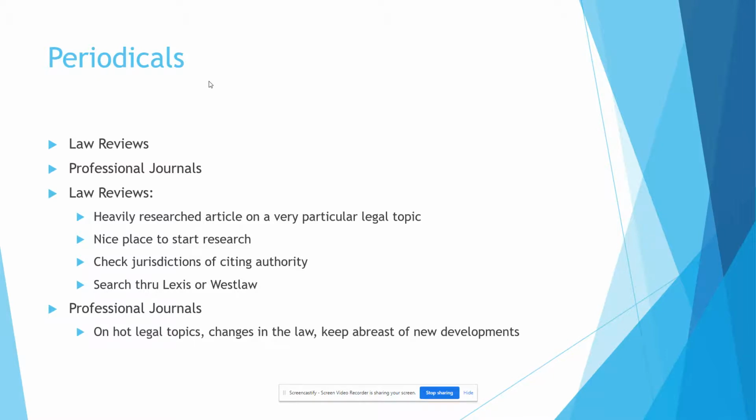Lexis and Westlaw is kind of the best place to find law review articles, or if it is a law review from a particular law school, you can go to the law school website maybe to find those law review articles. Okay, then you have professional journals.